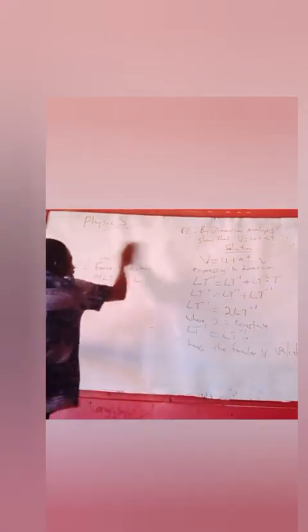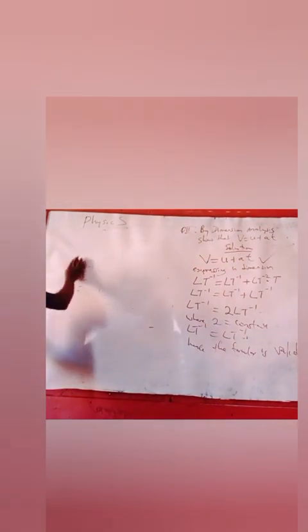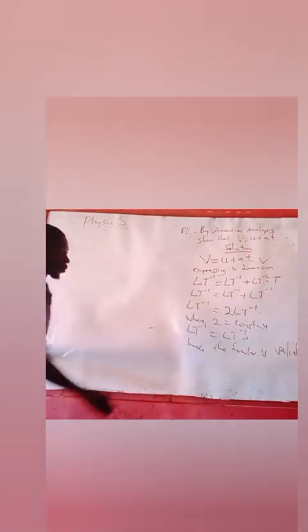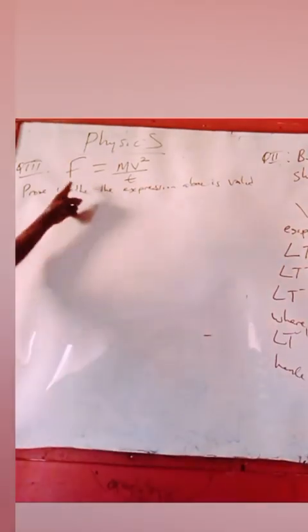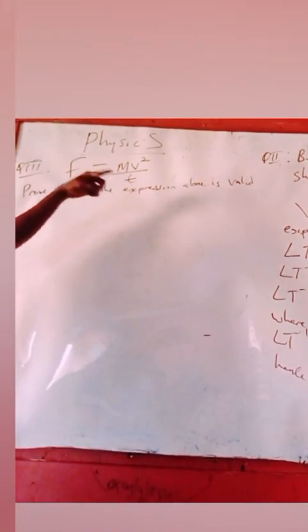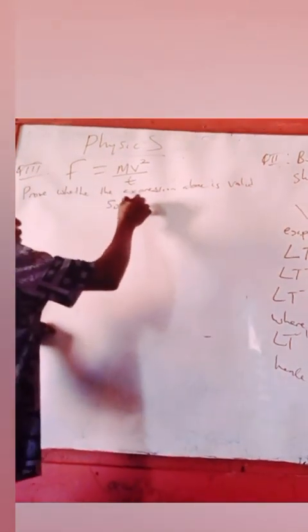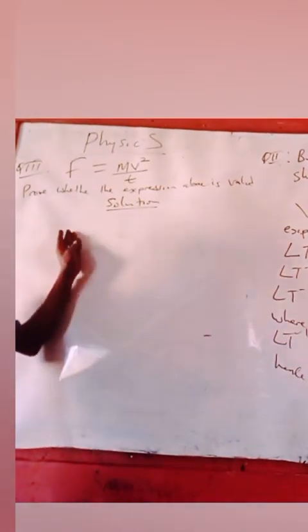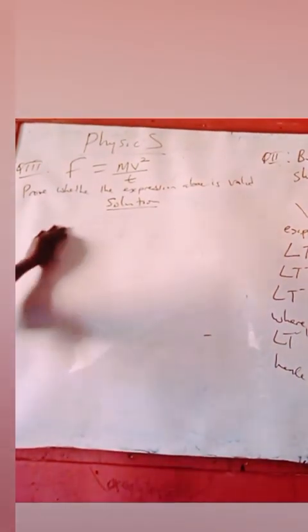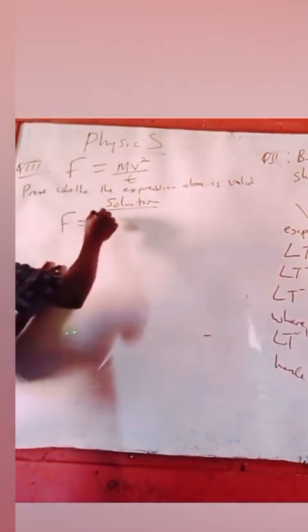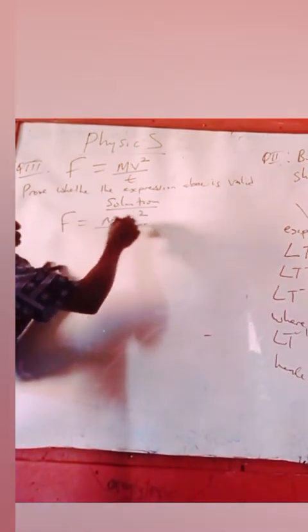Let's see whether the expression above is valid. F is equal to mv squared over t. F is equal to mv^2/t. We want to prove this dimensionally.